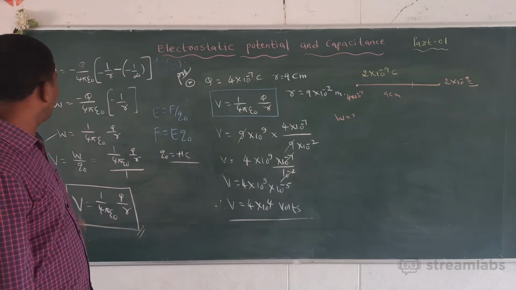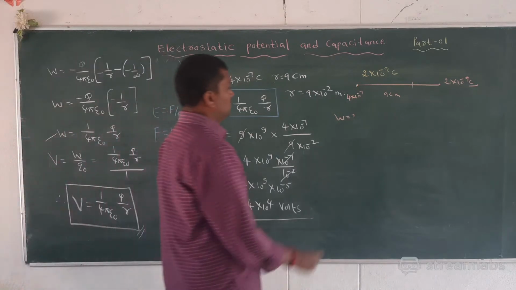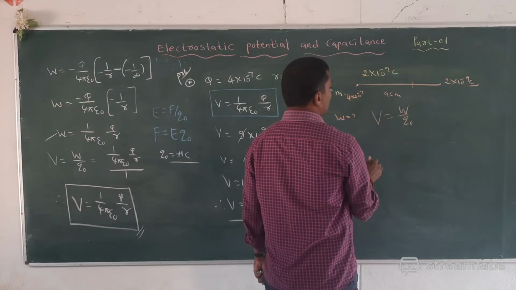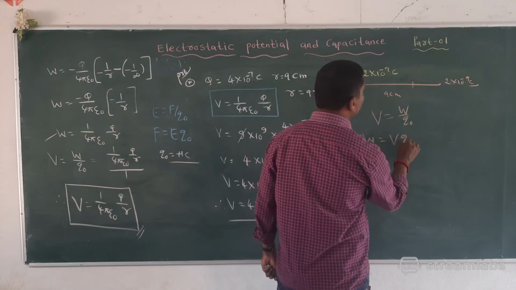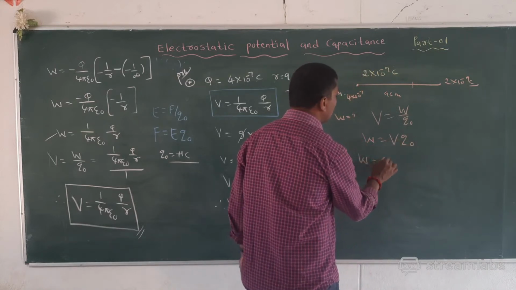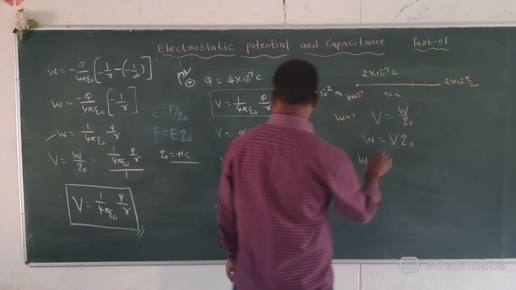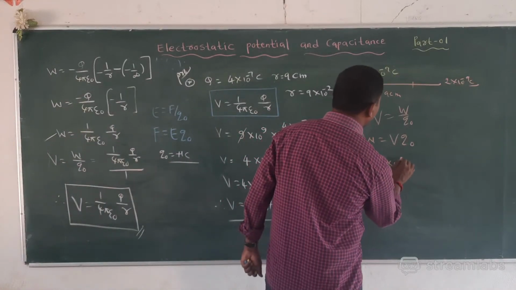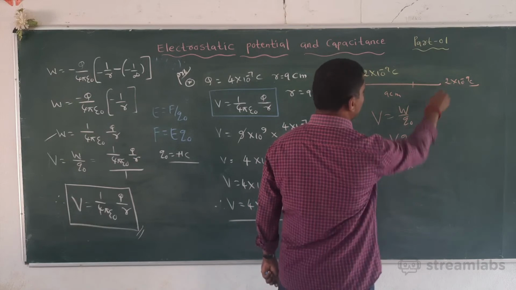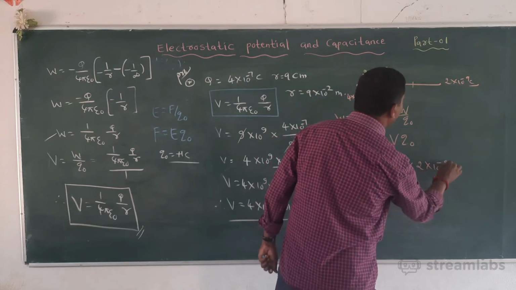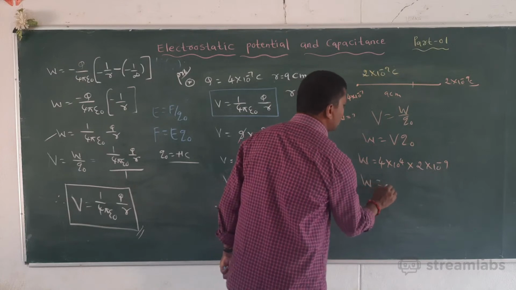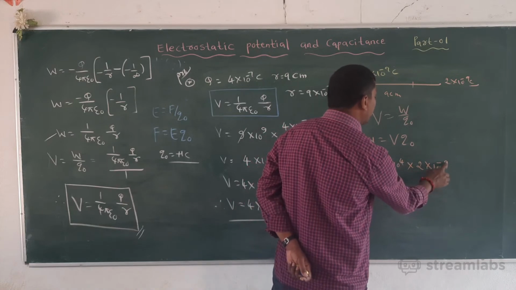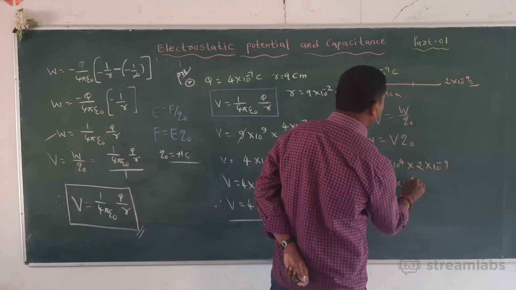So we can take the formula V is equal to W by Q naught. Electrostatic potential V is equal to W by Q naught, where W is equal to V Q naught. V means electrostatic potential, and we already determined it: 4 into 10⁴, into Q naught, which is 2 into 10⁻⁹. So W is equal to 4 into 2, 8 into 10⁴, 10⁻⁹. So I can write 10⁻⁵.